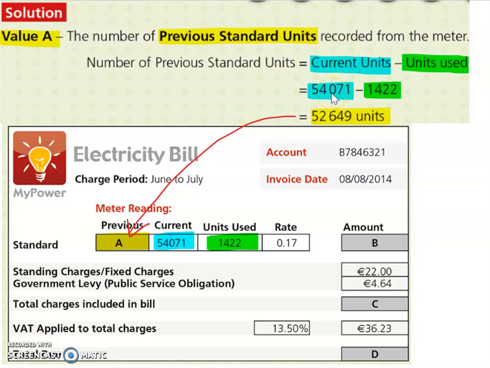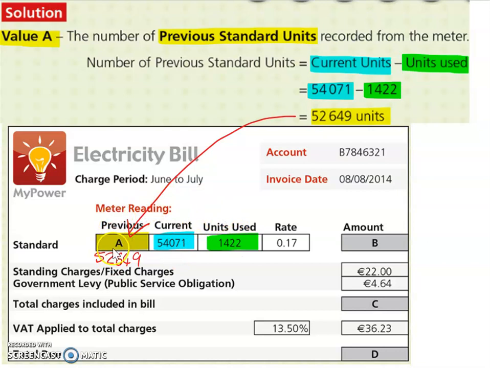So 54,071 minus 1,422 leaves us with 52,649 units. So that goes in place for A. So I do suggest that you draw in underneath A 52,649, and as you work your way through the questions, I would add in every piece that you find. So I've drawn in 52,649. So that was the previous units, that's the current units, and that's the units used.